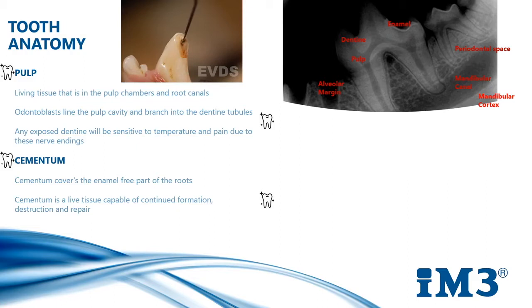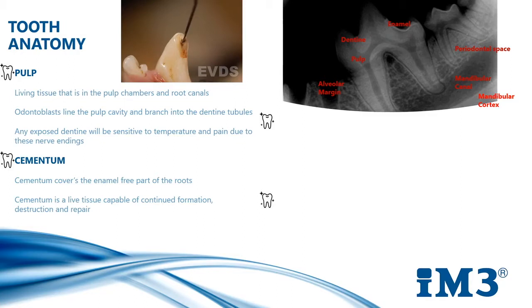Cementum covers the enamel-free parts of the root. It provides a point of attachment for the periodontal ligament. Cementum is a live tissue capable of continued formation, destruction, and repair. It gets its nourishment from vessels within the periodontal ligament.